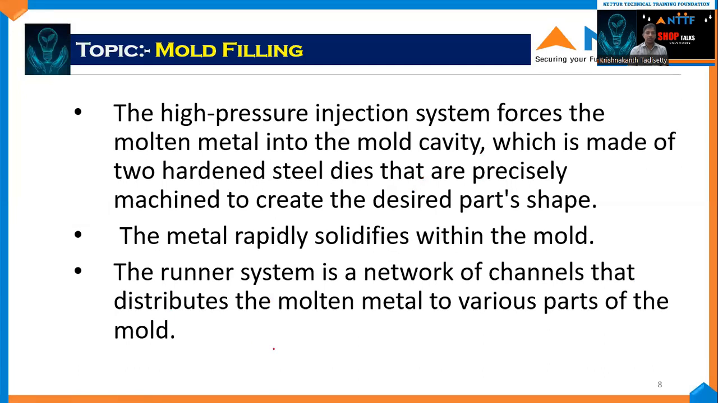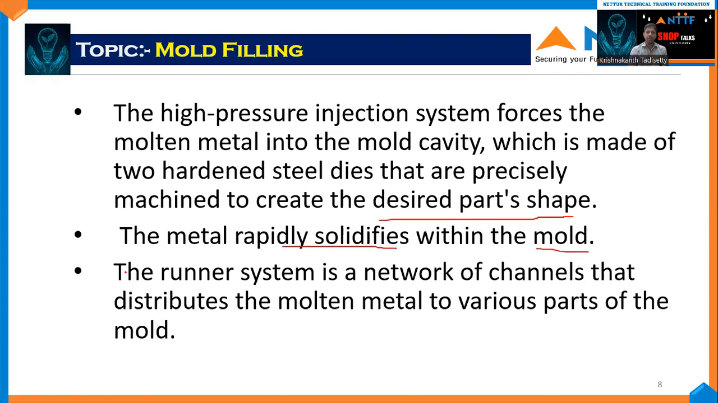Now let us move to the next step, mold filling. The high pressure injection system forces the molten metal into the mold cavity, which is made of two hardened steel dies that are precisely maintained to create the desired parts and shape. Here, the mold filling is similar to the cold chamber working process. There will be no difference between the cold chamber process and the hot chamber process in this mold filling. And the metal rapidly solidifies within the mold.